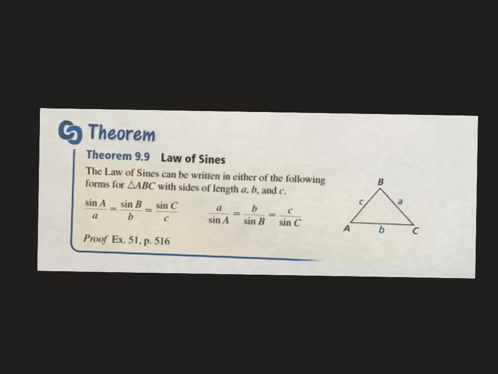Okay, so in law of sines, we solve just using ratios. We have three ratios in the equation all set equal to each other, but you're only ever going to use two at a time.